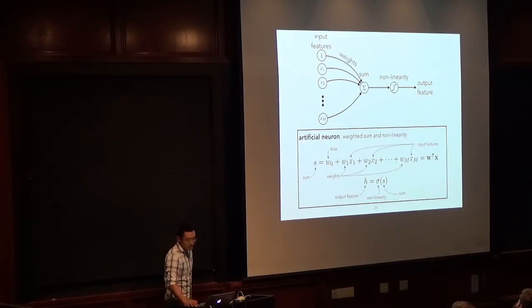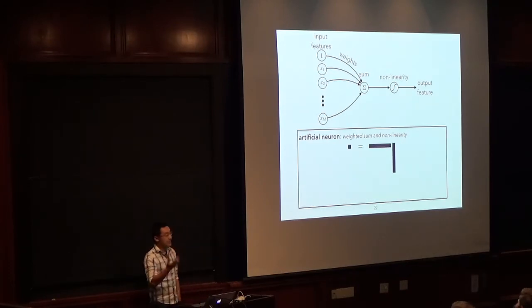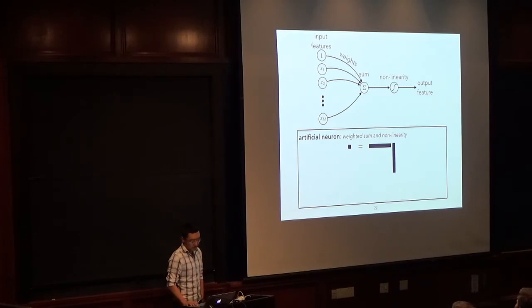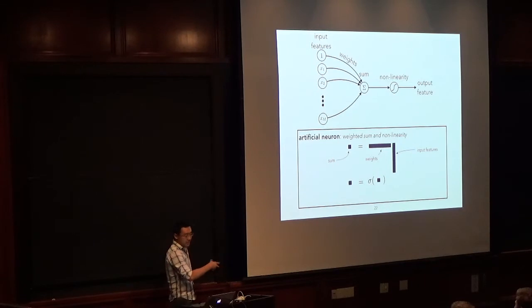And the nonlinearity is typically referred to as sigma. You can also represent this in matrix vector multiplication form. So, the input features and the weights form this vector dot product, and we get this sum. And then we apply the nonlinearity. So the sum is a scalar. We apply this nonlinearity on the scalar, and we get a scalar out.